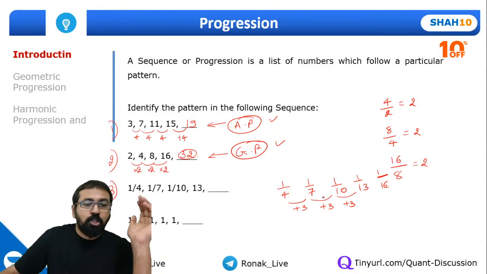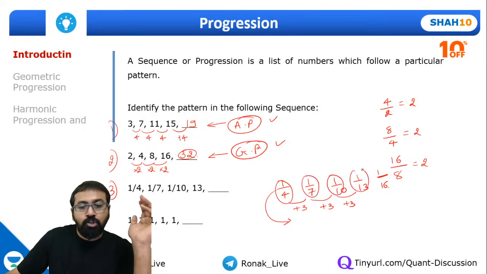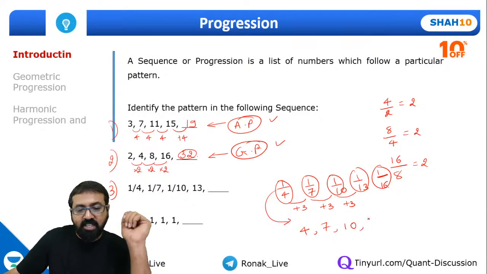Yes. Okay, so this progression, if I just want to write it in a different way, if I take the reciprocal of each of these terms, let me just write the reciprocal of each of these numbers. So 1 by 4 reciprocal is 4, 1 by 7 reciprocal is 7, 1 by 10 reciprocal is 10, then 13.